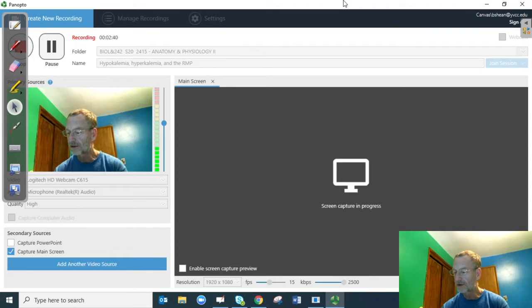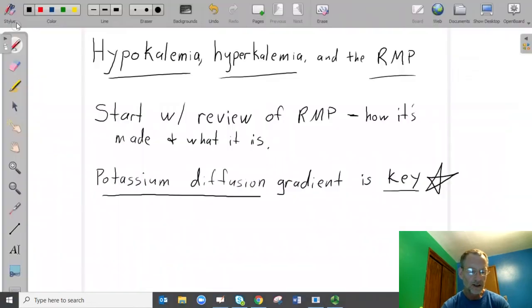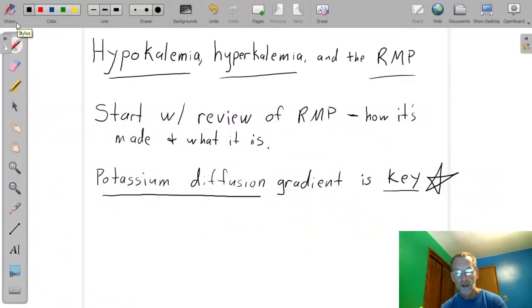And it's useful to understand how hypo and hyperkalemia affect cell membranes. And it's important because the heart is critically affected by high or low potassium levels. Arrhythmias will form. So I'm going to start out reviewing the resting membrane potential, and we'll then take a look at hypo and hyperkalemia and how that affects the resting membrane potential.